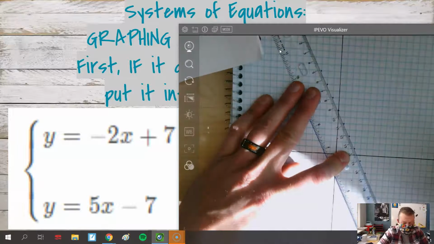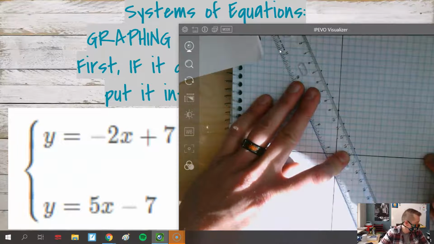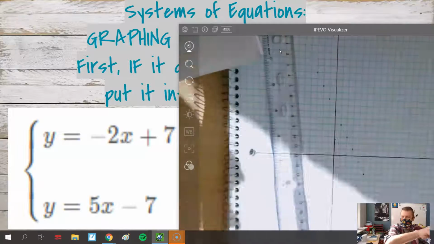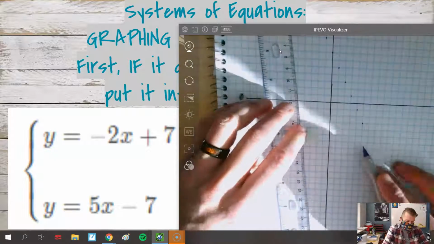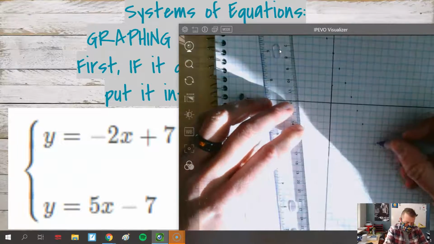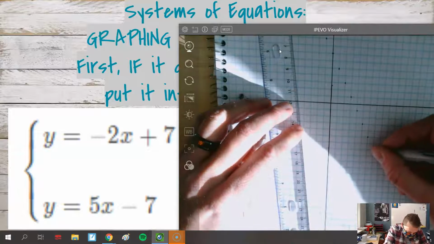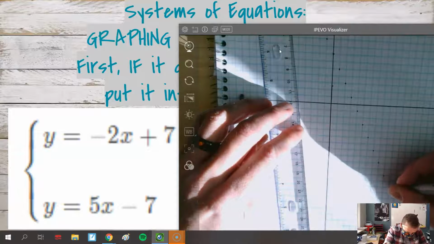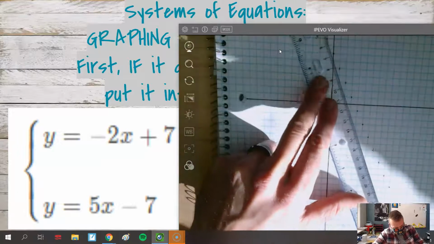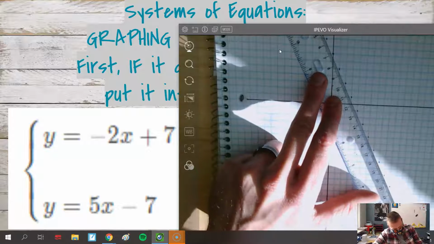Now, pro tip right here, I like to go a few extra points way down here to make sure that I line up. So I go real quick, boom, boom, boom, just to make sure that when I go to actually line things up, it lines up correctly.